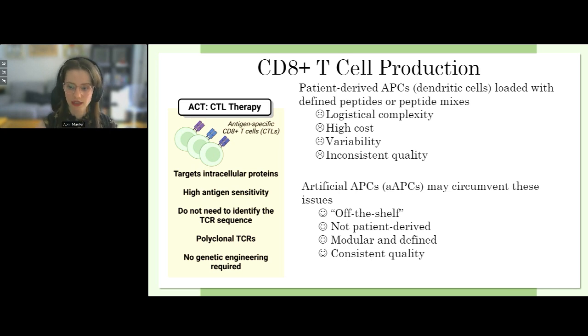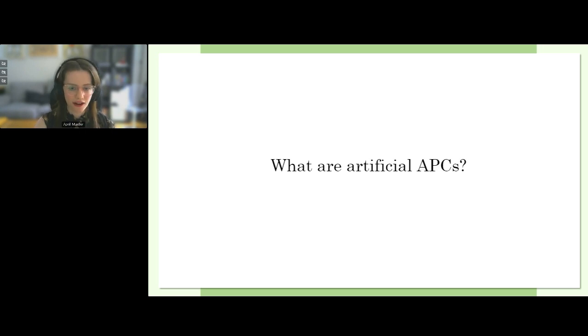Artificial antigen-presenting cells, also called AAPCs, provide an off-the-shelf system that can be tailored to each patient without the need to generate fresh dendritic cells for each therapy. Additionally, these modular systems enable fine-tuning of the signals given to CD8 T cells, which potentially can create more potent and longer-lasting CTLs. So we love this consistent quality and this modular system. But what exactly are artificial APCs? What do those look like?